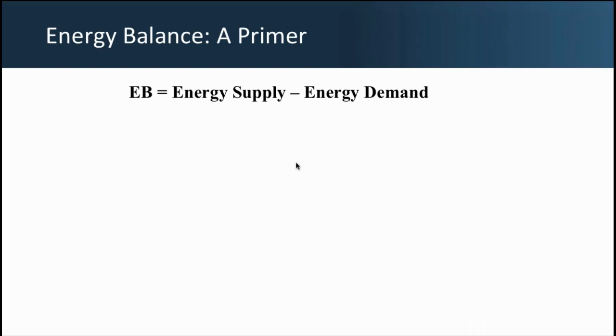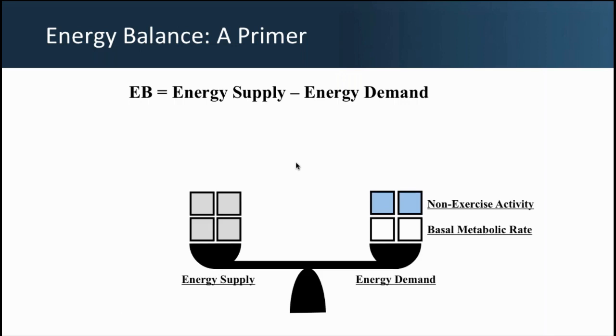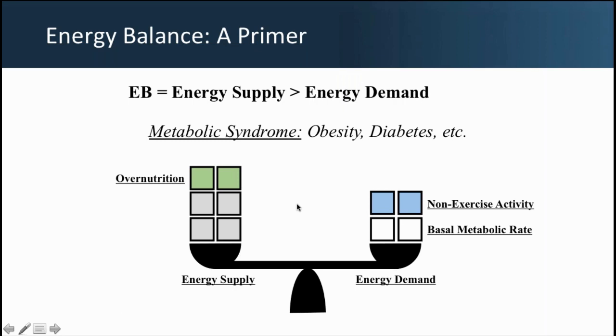And so the focus of the talk really is energy balance and regulation of body mass. And to remind everyone, the formula for that is energy supply minus energy demand. In an energy balanced state, energy supply will match energy demand, and we can think of this pretty simply as basal metabolic rate and non-exercise activity being components of energy demand. And then you can manipulate the scale and increase energy supply.